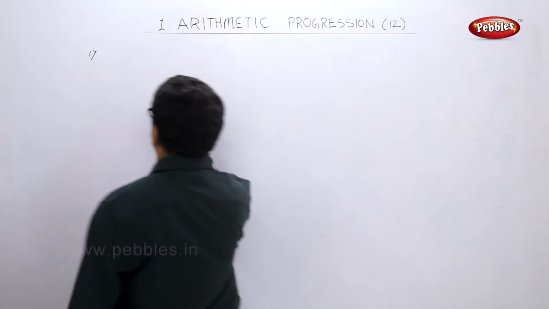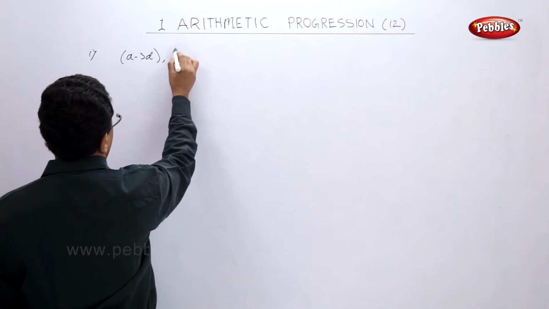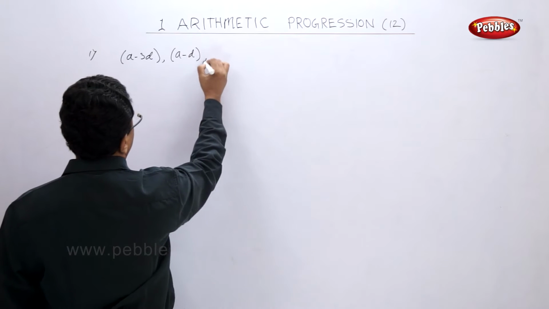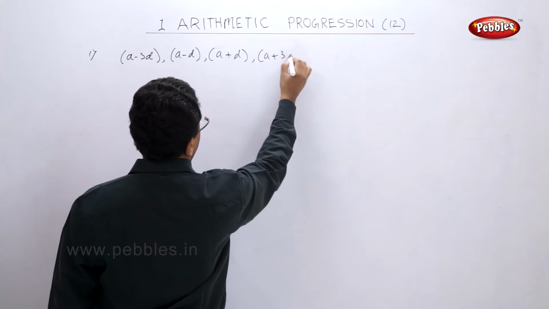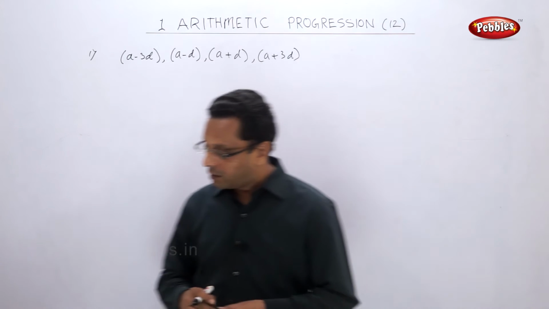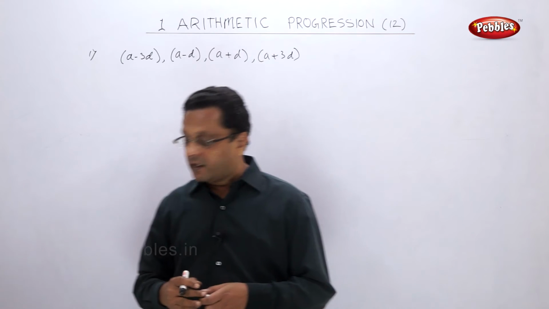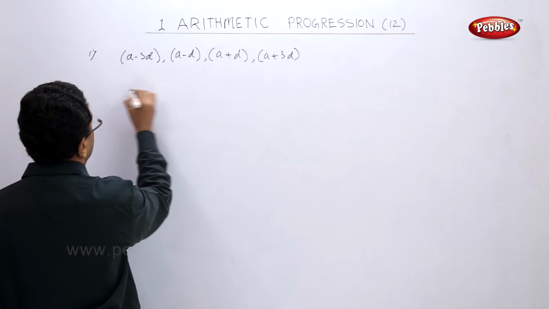The first example is: find 4 consecutive terms. So let us write the 4 consecutive terms first. We have a minus 3d, a minus d, a plus d, a plus 3d. These are the 4 consecutive terms. Now they say that the sum of the middle 2 terms is 18. So these 2 terms sum to 18.